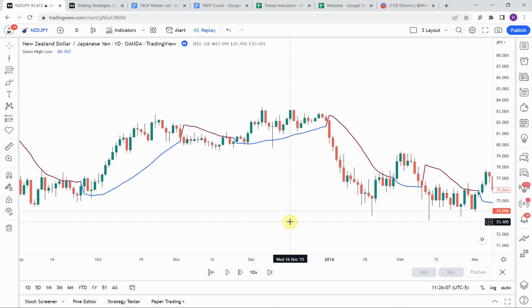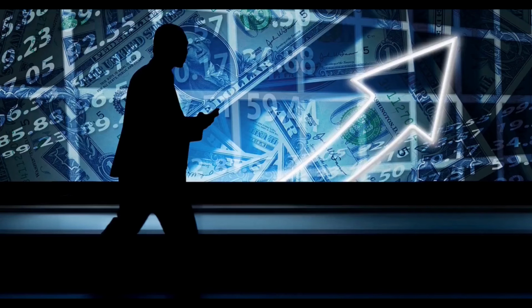Today we will be doing an advanced testing of the Gann high-low indicator.